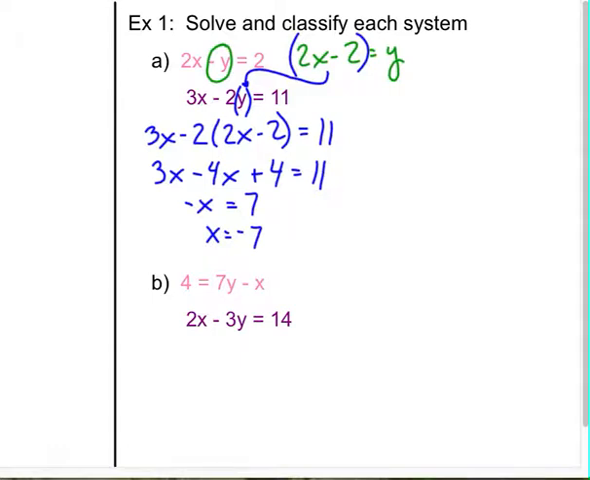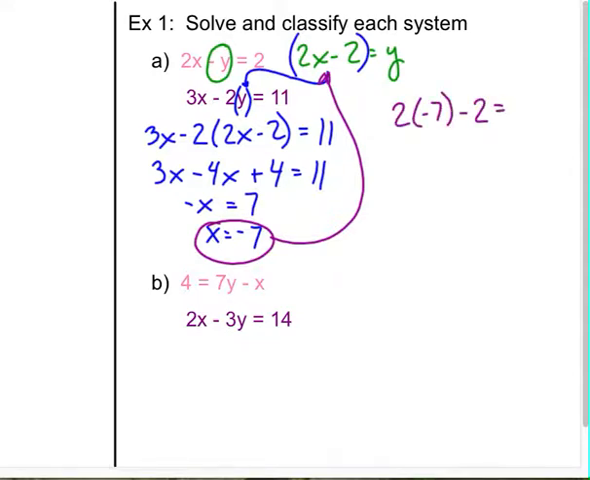I can take this value and substitute it into either of the original equations or the one that I solved for. The easiest one to substitute it into is the one that I solved for, because if I replace x with negative 7, I already have y alone. So it's just a matter of order of operations. 2 times negative 7 is negative 14, minus 2 is negative 16. And then I always write my ordered pair, x, y, and that's the solution to our system.